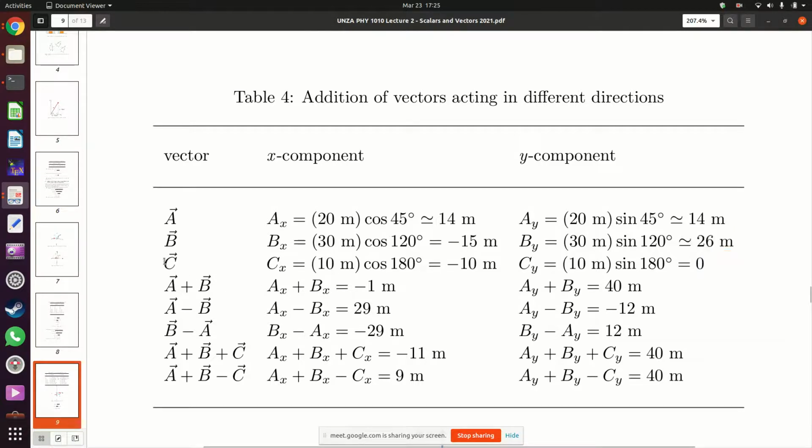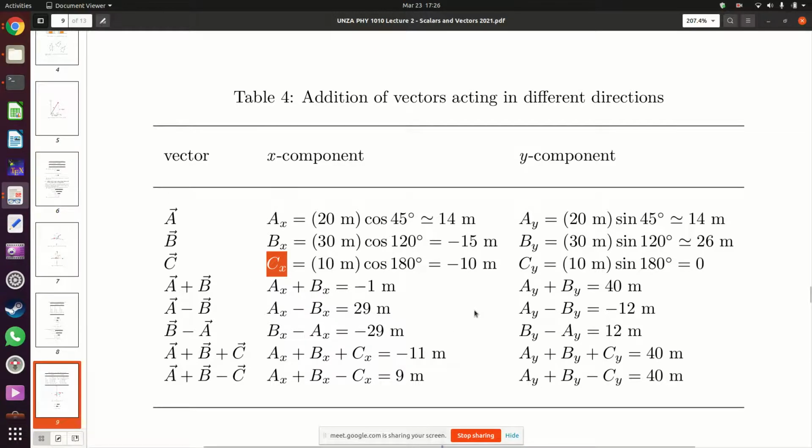Then we move on to vector c. Vector c has got a size. We want to find cx, which is how much of c is along the x-axis. So c has a size of 10 meters, and the angle c makes with the positive x-axis is 180 degrees. So we multiply 10 meters times cosine 180 degrees. This gives us minus 10 meters. Again, here is a component which is negative. So this tells you that cx lies along the negative x-axis.